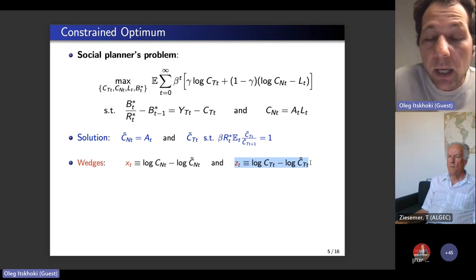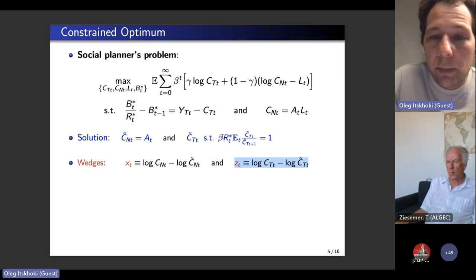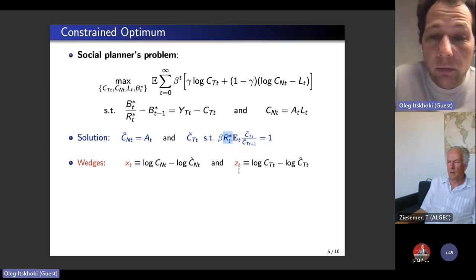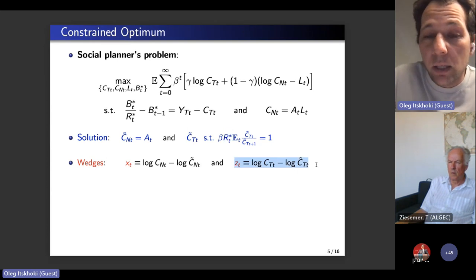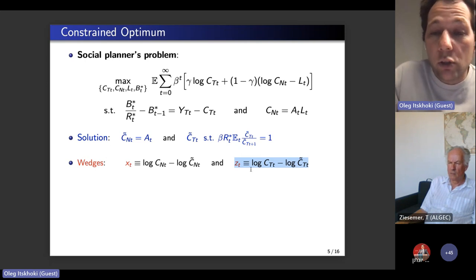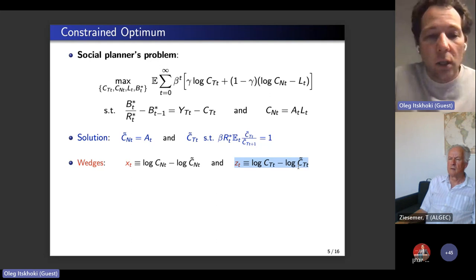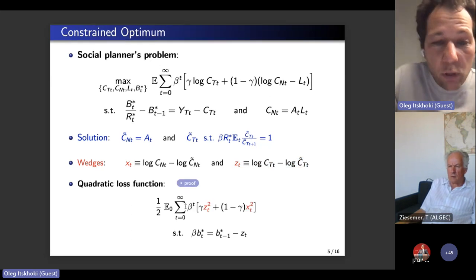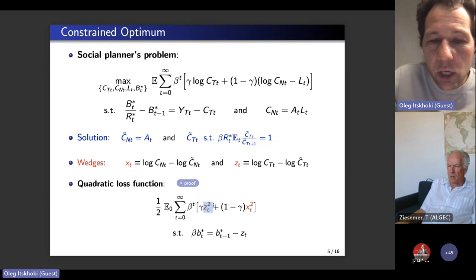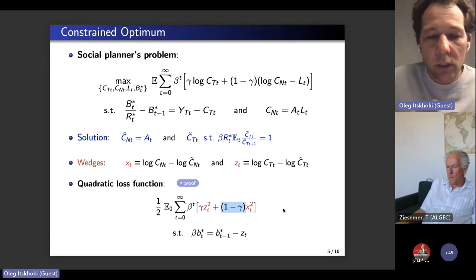You don't share risk in the best way with the rest of the world, given your ability to basically trade intertemporally at the international R-star, right? And so you want to close this wedge as well. You want the optimal path of tradable consumption, which would ensure optimal risk sharing. And so what the government does is it wants to minimize the loss function. It turns out the second order approximation to this welfare function is this loss function. So you minimize the risk sharing wedge with the weight of the tradable goods in your utility, and you minimize the output gap with the weight of non-tradable goods in your utility.